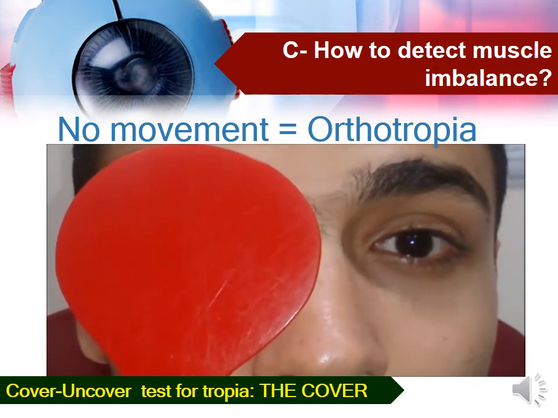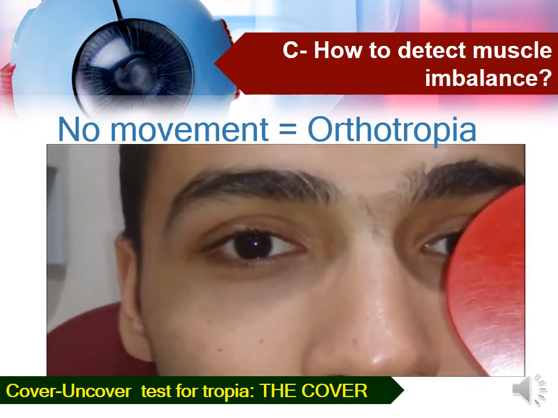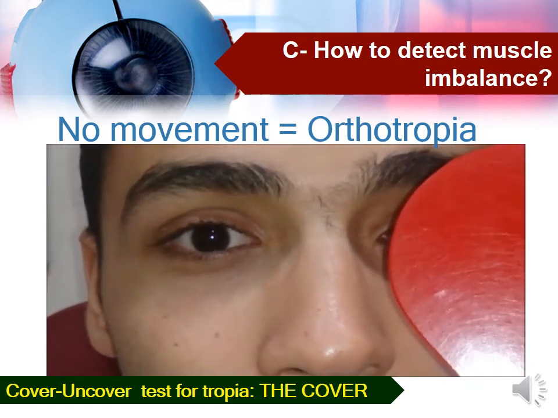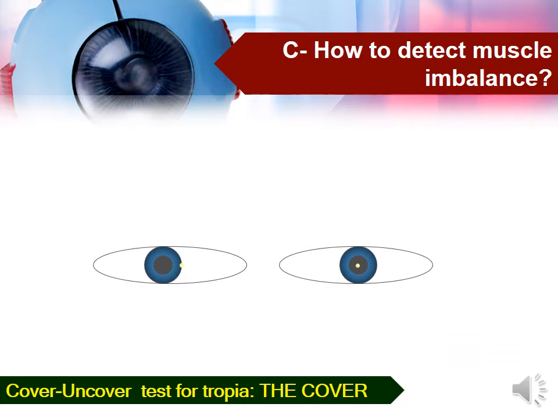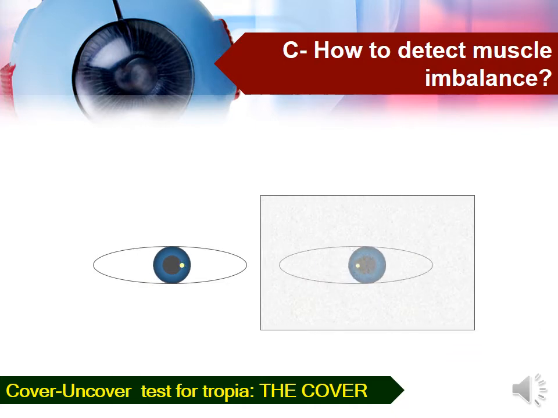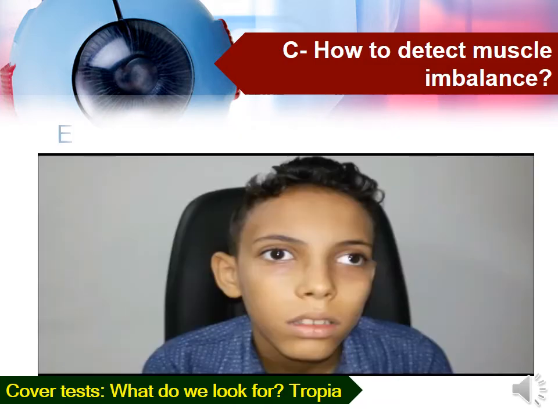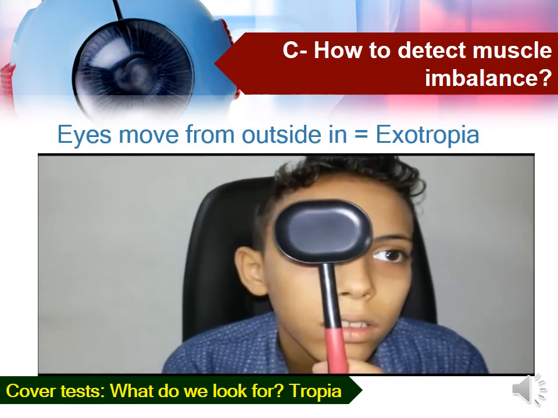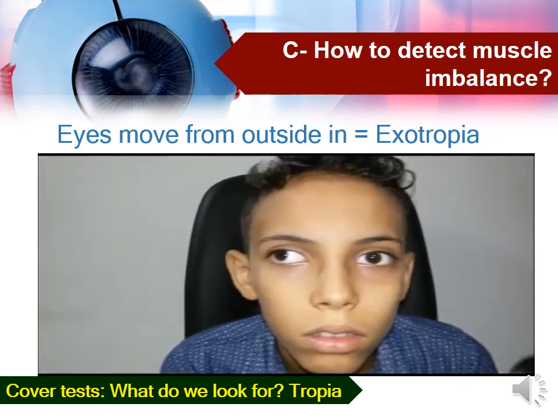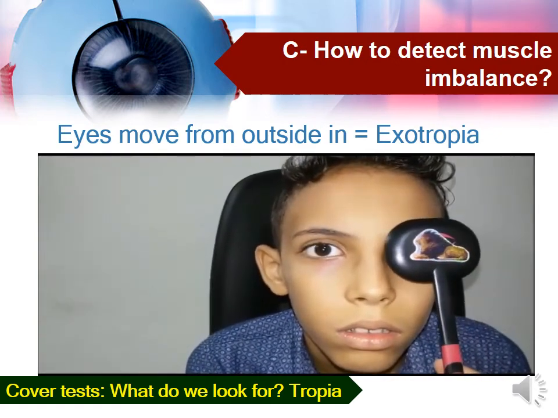You can see here that there is no movement of the right eye on covering the left eye, and no movement of the left eye on covering the right eye. If the uncovered eye moved from outside in on covering the other eye, this means that the eye was exotropic. You can see here that the eye is divergent and moves from outside in on covering the other eye.